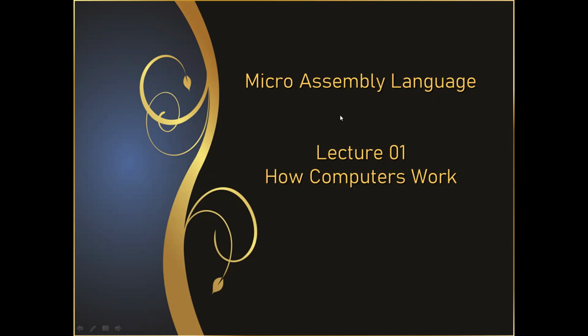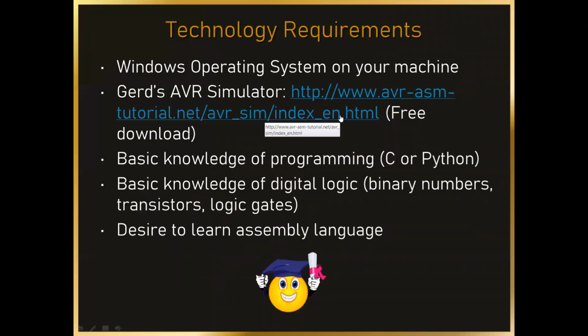And what you need in order to follow along with this course is, first of all, preferably Windows operating system on your machine, although Linux might work too, because what we're going to be using for this course would be the GERD's AVR simulator, which is available free online. You can just Google it and find it, or you can use this link.